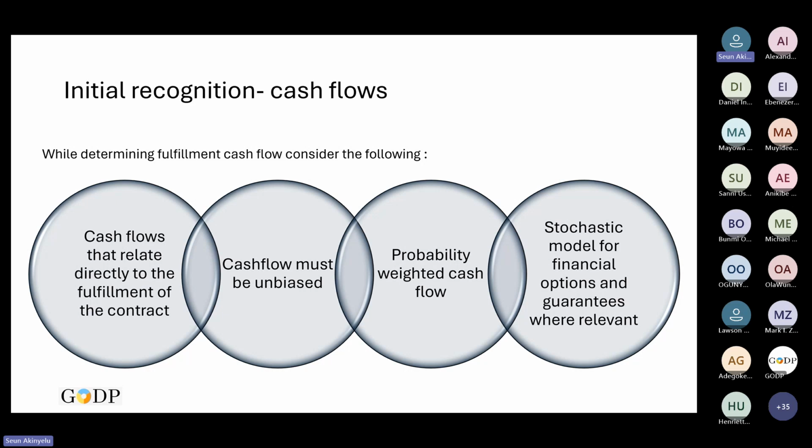And within fulfillment cash flow, like I told you, PV of the cash flows, and you need to factor in time value of money, probability weights, and risk adjustment. When you are looking at those fulfillment cash flows, they must be cash flows that are directly related to the fulfillment of that contract. Meaning things like payroll will not be there. Things like staff costs will not be there because they are not cash flows directly related to the fulfillment of the contract. But things like acquisition costs that are directly attributable to that contract, you will need to factor them into the cash flows.